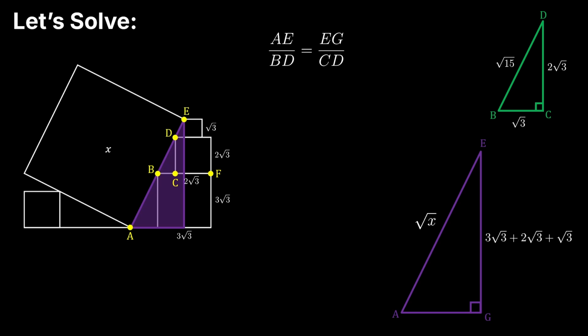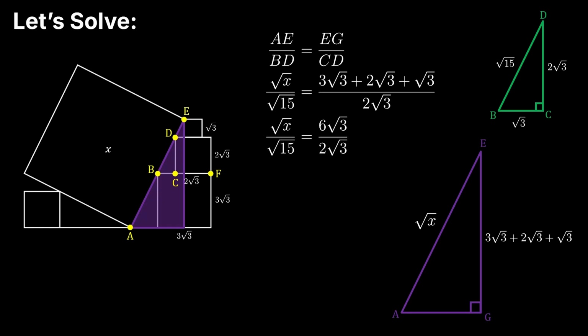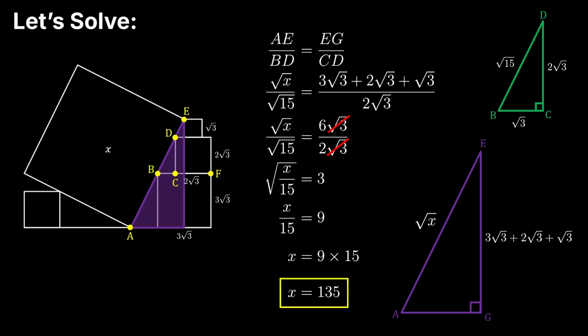The ratio of the hypotenuses is the same as the ratio of the heights, so we'll plug in the values from our triangles into the similar triangle formula. Adding together the numerator of the right side gives us 6 root 3. In 6 root 3 over 2 root 3, the root 3's cancel out. We'll also combine the division on the left side of the equal sign into one radical, giving us root of the quantity x over 15 equals 3. Squaring both sides gives us x over 15 equaling 9, and multiplying both sides by 15 gives us x equaling 9 times 15, which is ultimately 135. And that's our answer. That's the area of the square x.